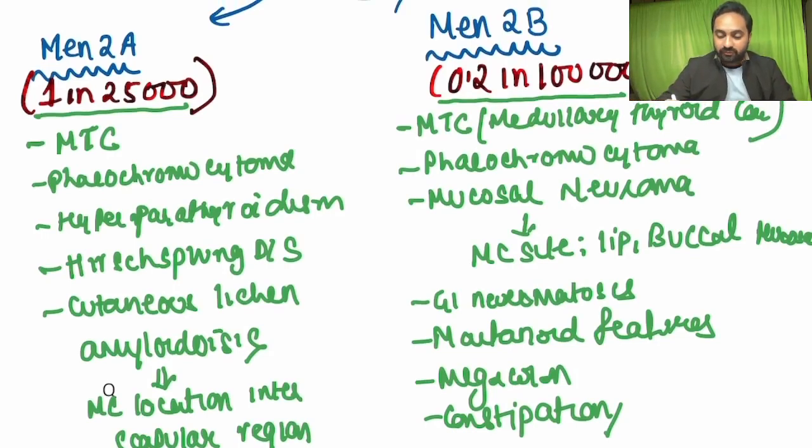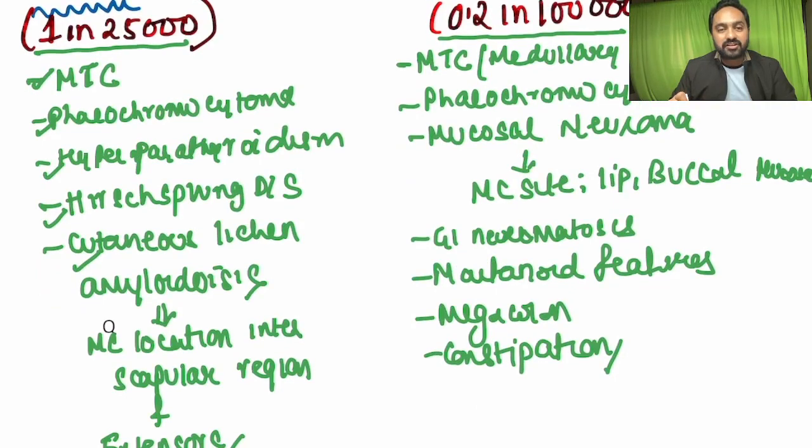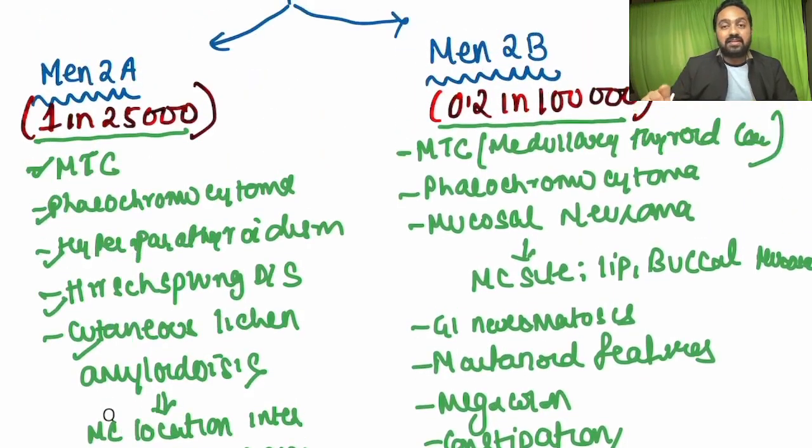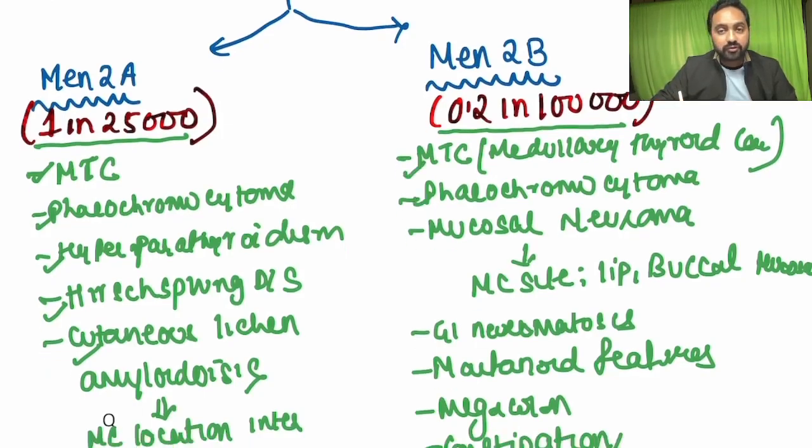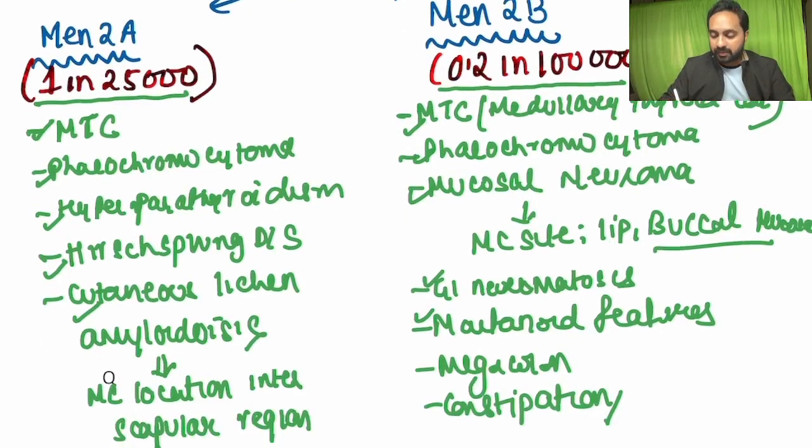Let's summarize each of them. Again, in cases of MEN2A, we have medullary thyroid carcinoma, pheochromocytoma, hyperparathyroidism, Hirschsprung disease, cutaneous lichen amyloidosis, the most common location being the interscapular region and the extensors. In cases of MEN2B, we have medullary thyroid carcinoma, pheochromocytoma, we have mucosal neuromas, the most common site being the lip and the buccal mucosa. We have GI neuromatosis, Marfanoid features, megacolon, and constipation.